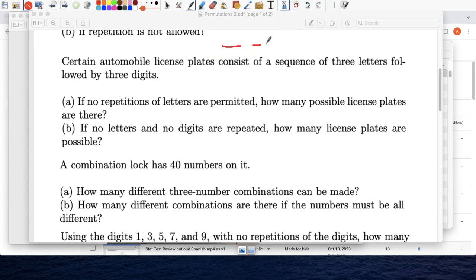Now the second part says neither of them can be repeated. So the letters can't be repeated, and the digits cannot be repeated. Now the short way of doing this is going to be 26 times 25 times 24, because once you use one letter, you can't use it anymore. Same goes for the digits. Once I use a digit, when I go back to the second spot and I have to select another one, I have one less choice. Now that is the short version of this.